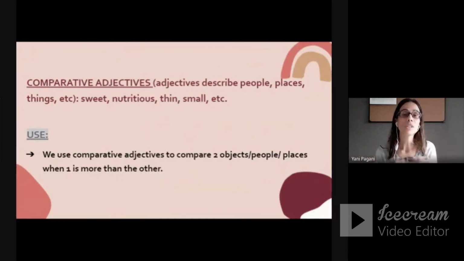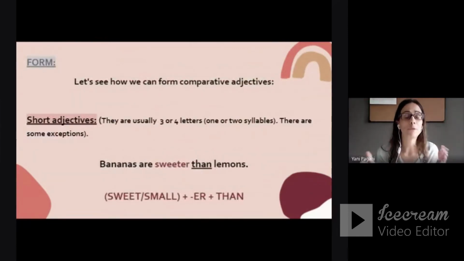So, what is it that we are doing here? We are comparing two objects or two things, maybe two people too, yes? When one is more than the other. So this is what we are doing. We are comparing two things and one is more than the other. So, how do we form these comparative adjectives? Okay, we are going to analyze the form now.